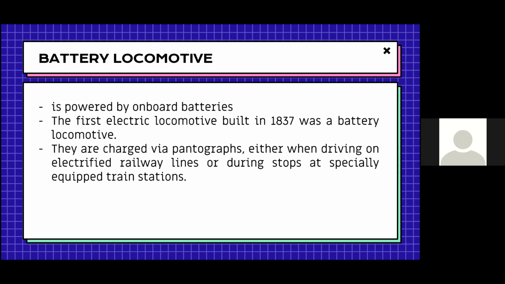Pag hindi naman siya ginagamit, yung battery locomotive, nagcha-charge naman siya sa pantograph. Pero pag wala, pwede rin naman sa mga stations na ginawan nila ng charging stations yung mga locomotive na may battery. Yun lang po.